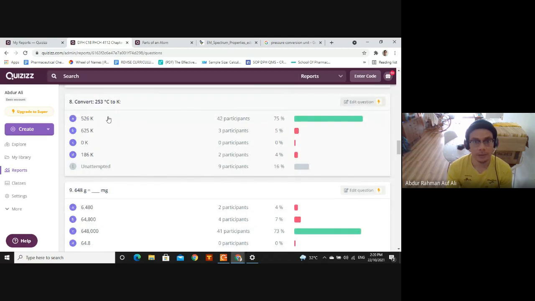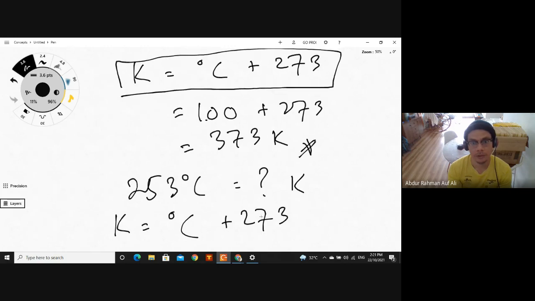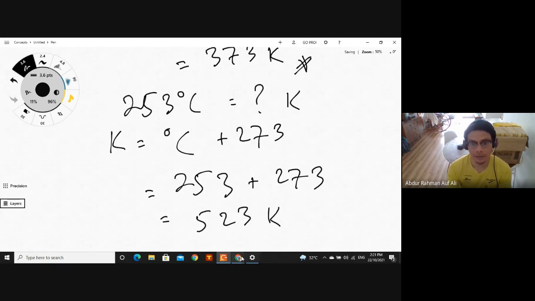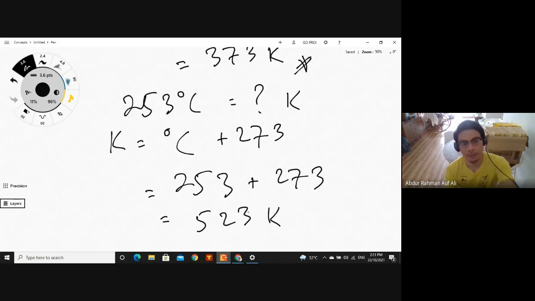Next, similar to question number 8. Convert 253 degrees Celsius to Kelvin. So write it back: Kelvin equals degrees Celsius plus 273. So if we have 253, write it back into this equation, plus 273, you get 523. Oh my bad, the answer is 526.